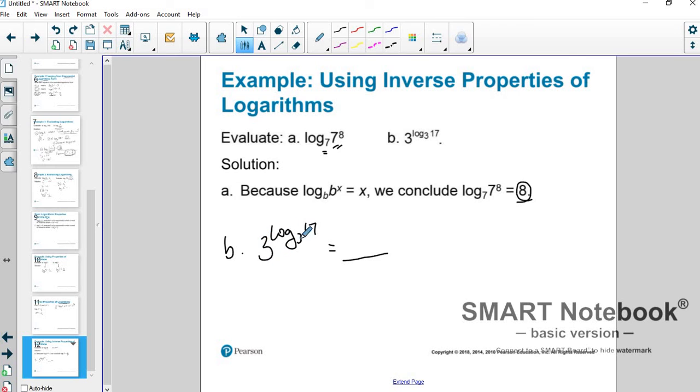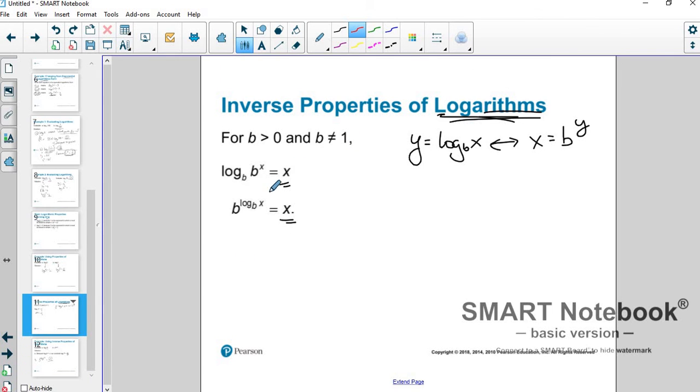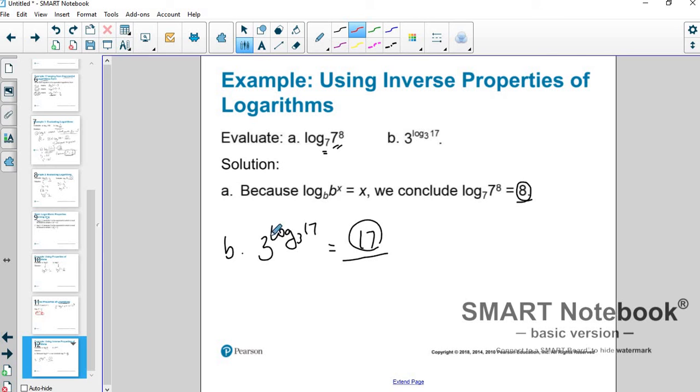Well, 3 to the power and log base 3 are inverses of each other, so they cancel out and you get 17. But this is not true: this does not cancel that. Do not do that. Okay, that's wrong. All right, but the rule does say if you have b raised to the log base b of x, you just get x back. And that's exactly what we got. We got 3 to the log base 3 of 17, and we said that's 17, and that's correct.